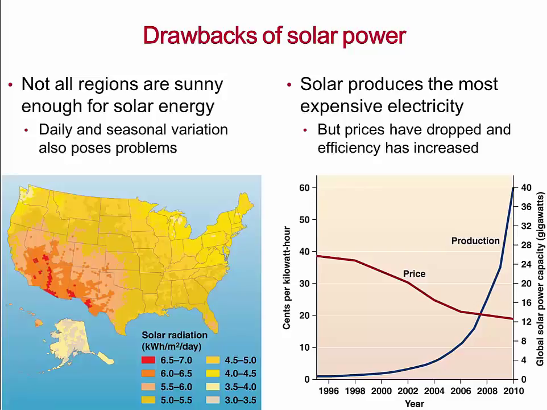Solar power also produces the most expensive electricity. However, with more and more research and development going into it, prices have dropped over time and efficiency has increased. So you can see that prices, though still high, of solar energy have been dropping, and production has been increasing steadily as efficiency increases.